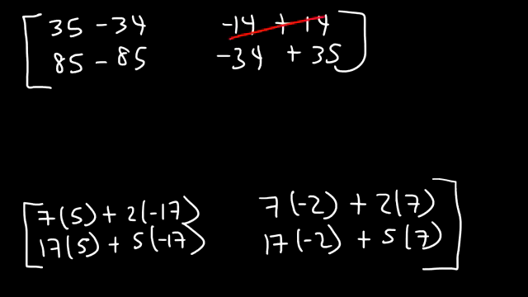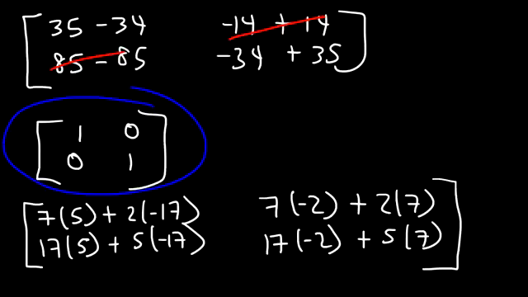So these two, they completely cancel. 35 minus 34 is 1. Negative 14 plus 14, that's 0. 85 minus 85 is 0. And this is 1 as well. So we do get the multiplicative identity matrix, which means that the inverse that we had, A negative 1, was indeed the inverse of matrix A.